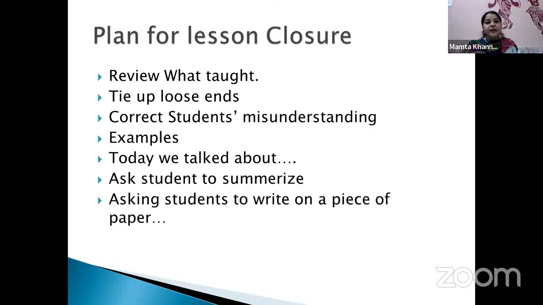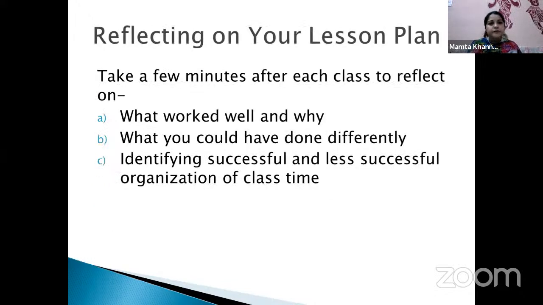If it is possible, you can correct it then and there by giving examples. Also, you can say, so children, today we talked about, okay, so this will come under your lesson closure. Today we talked about Harappan civilization. Okay, ask students to summarize. Can any one of you tell me what is a Harappan civilization? What have you understood about it? Asking a student to write on a piece of paper. You can also, as I told you, do it orally or in a written manner.